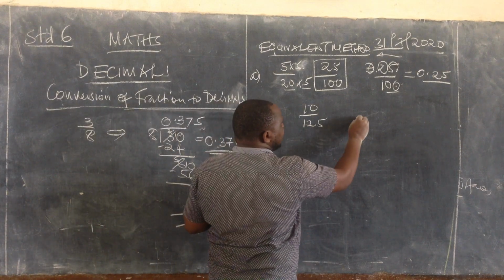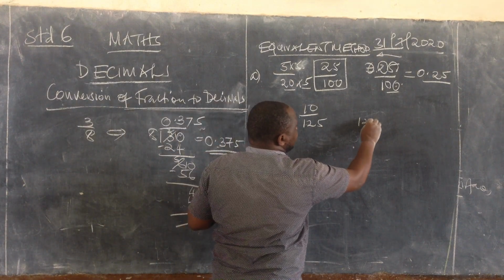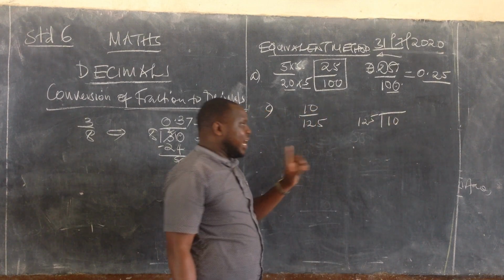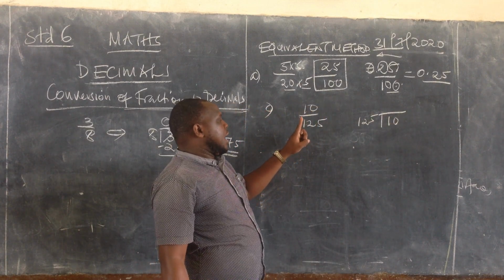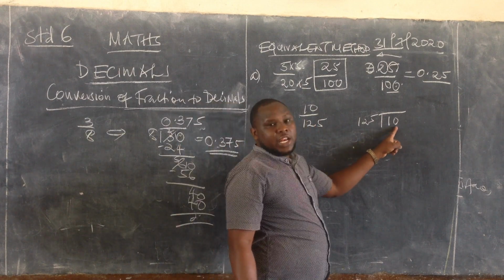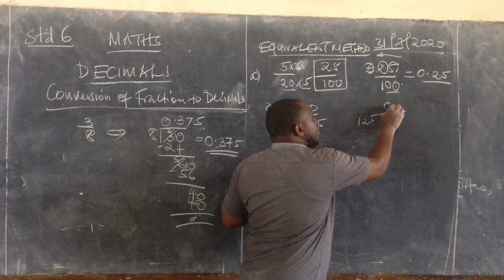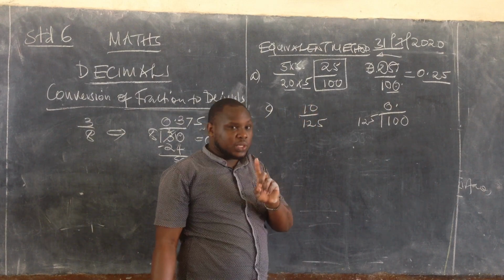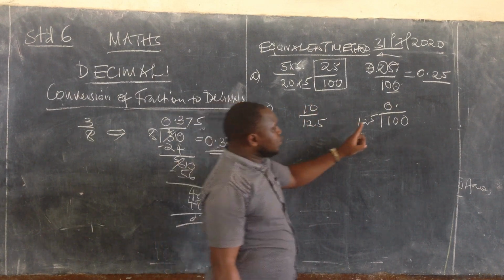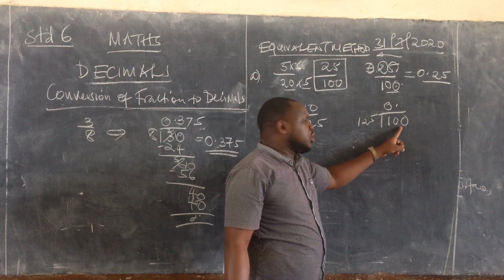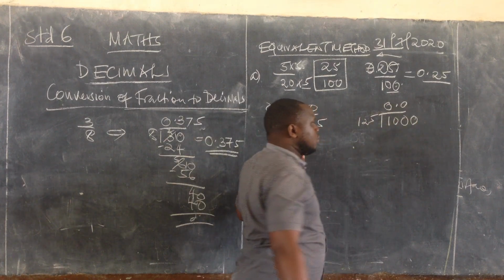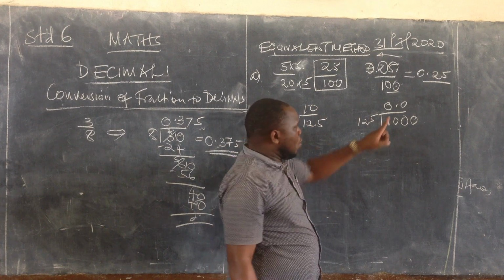So our denominator, 125, is going to be outside, and the numerator, 10, is going to be inside. We ask ourselves, can 125 get into 10? No, it cannot. We write 0 point, and we add a 0 there. The second question now, can 125 get into 100? No, because 100 is small. We add a 0 there, and we also add a 0 there. So let us see what we are doing. We are adding a 0.